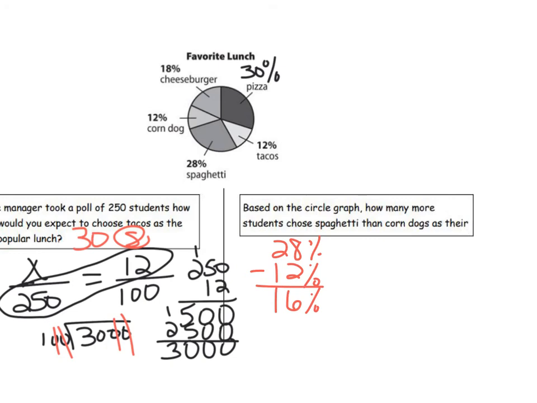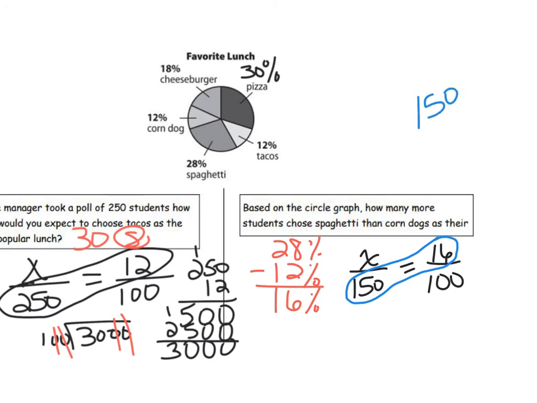Now, are we going with the 250 or are we going with 150? 150, because the other one was a prediction. This is still based on the first survey. So let's go ahead and put X over 150 is equal to 16 over 100. So go ahead and multiply, not 15, 150 times 16.